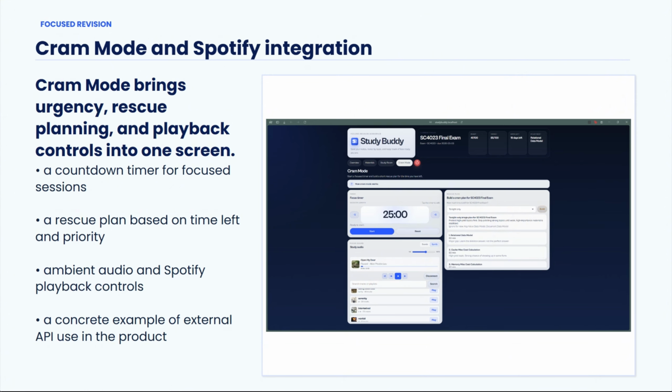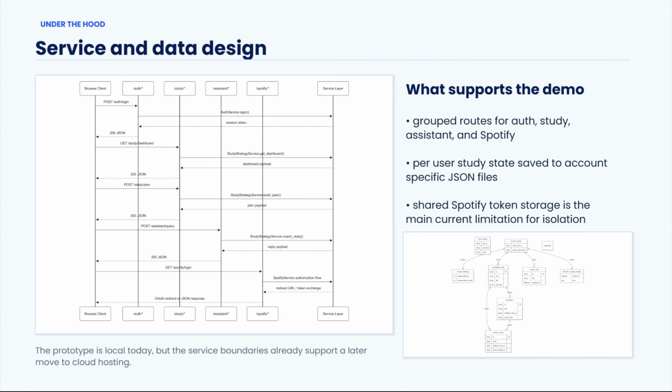Behind the interface, the app uses grouped backend routes for authentication, study features, assistant features, and Spotify integration. Per-user study state is stored in account-specific JSON files, which support separation of user data in the prototype. One current limitation is that Spotify token storage is still shared rather than fully isolated per user, and that is acknowledged in the report as an area for improvement. Even though the prototype currently runs locally, the overall service boundaries already support a later move to cloud hosting, so the backend design is meant to reflect a service-oriented structure and not just a one-off local app.